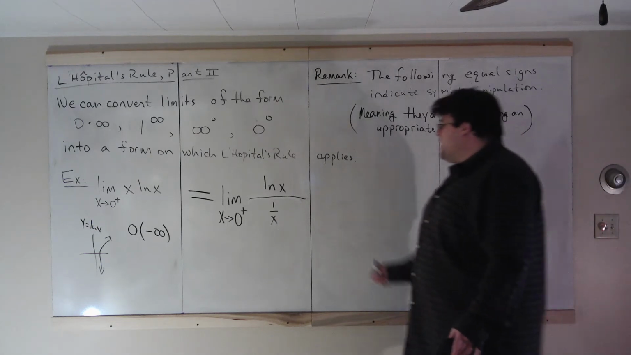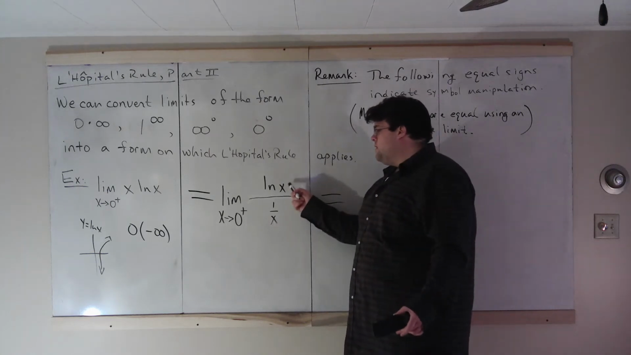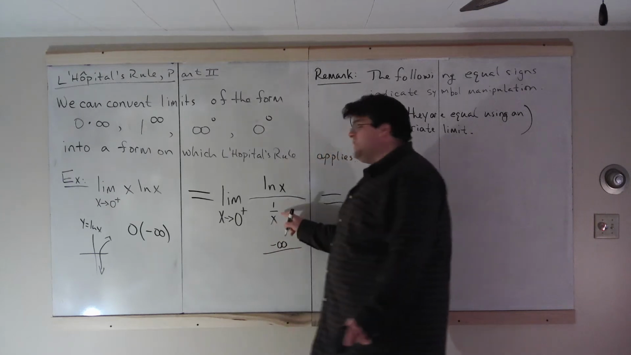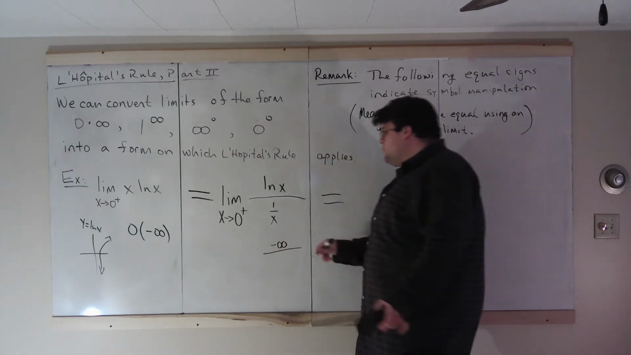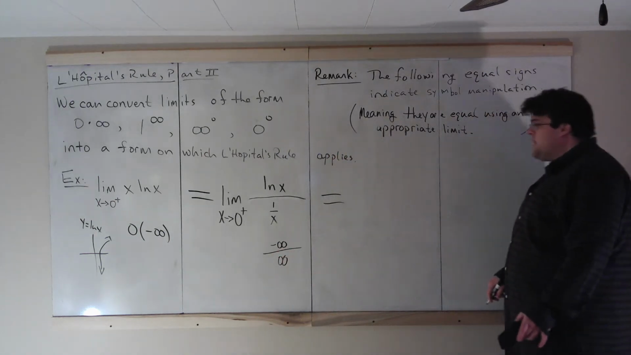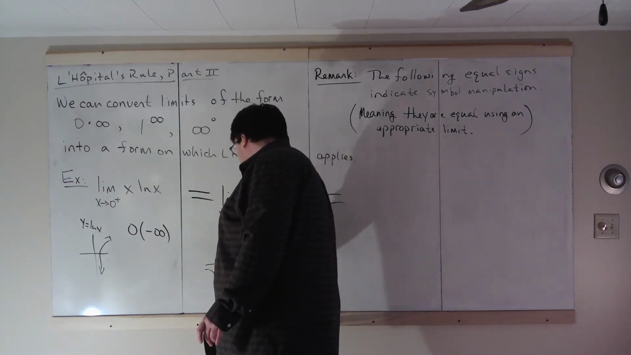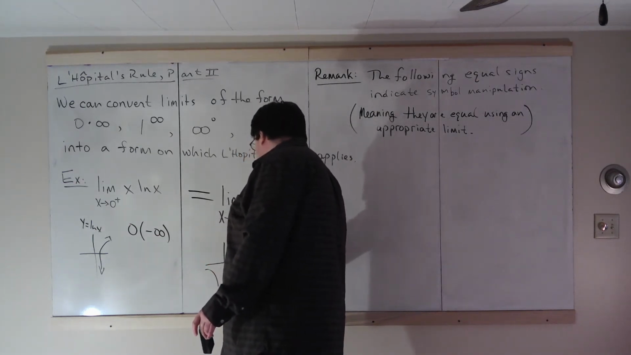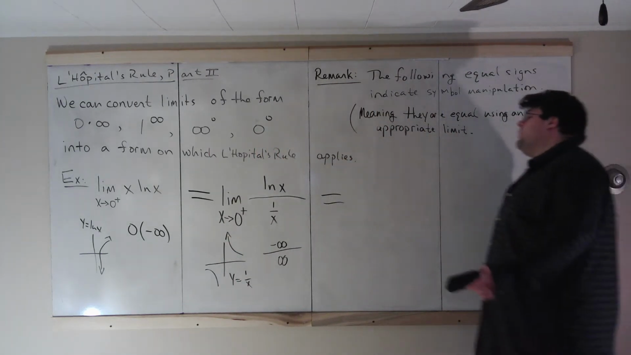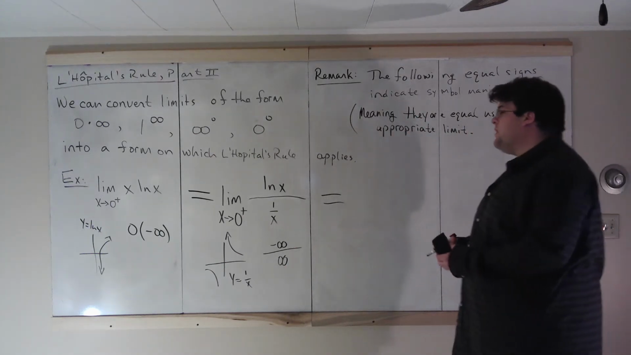Well, let's look at the form that this takes. As x goes to 0 from the right, log x goes to negative infinity again. The denominator, the 1 over x, now goes to positive infinity as x goes to 0 from the right. Why is that? Well, 1 over x, one of our basic graphs from the beginning, looks like that. As x goes to 0 from the right, that goes to positive infinity. And right now, this is in a form on which L'Hopital's rule applies.